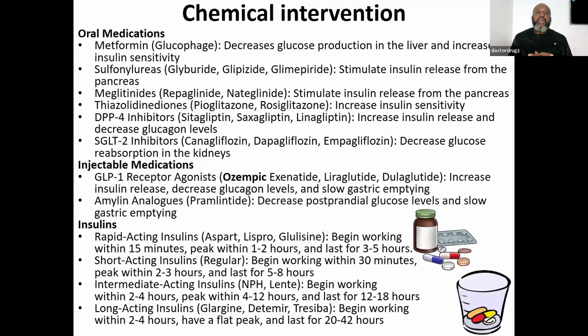So now, chemical intervention, oral medication, for example Glucophage, Pam4 and all that, helps to decrease glucose production in the liver and increase insulin sensitivity. Then we have glimepiride, we have the meglitinides, and so on. Then we have linagliptin, that is dipeptidyl peptidase 4 inhibitors or DPP4 inhibitors. Then we have all that. Then we also have the injectables.